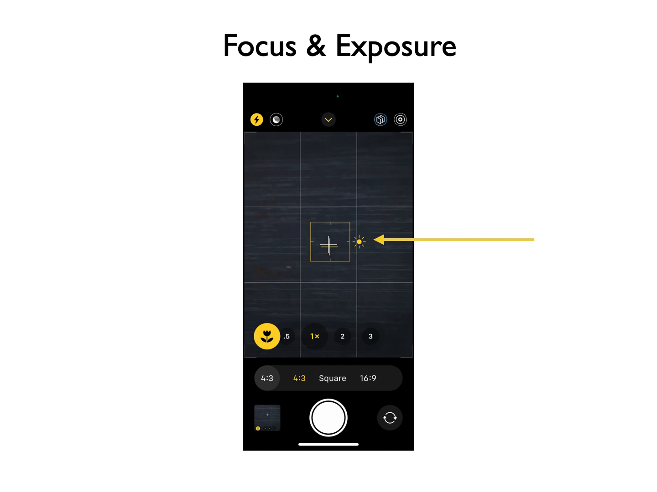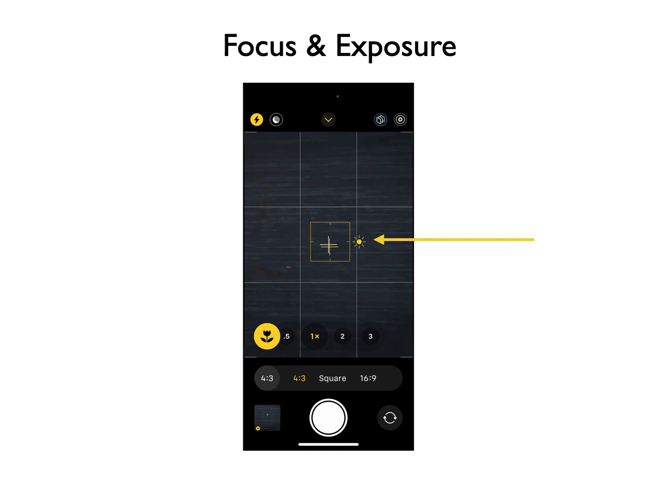Now, in the middle of your screen, you probably have noticed that there is a cross. Well, if you tap on it, a yellow box and a sun will appear. And there's a whole video about this, but just very briefly, that allows you to choose what to focus on, and it allows you to choose or alter your exposure.